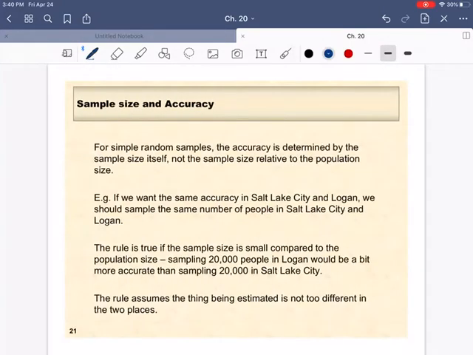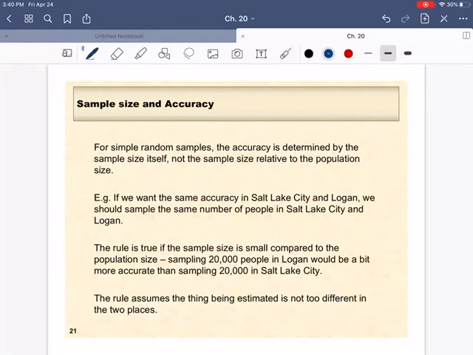Okay, I see this on quizzes and tests a lot. Kimberly Hatfield is the one who writes the final, and this seems to be one of her favorite questions. For simple random samples, the accuracy is determined by the sample size itself, not the sample size relative to the population. So if you want the same accuracy in Salt Lake and Logan, we should sample the same number of people in Salt Lake as we do in Logan.